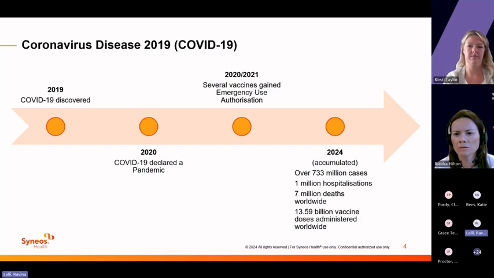Emergency use authorization implies that approval for new drugs and vaccines still under development were issued in a public health emergency. Since the COVID-19 pandemic started, over 773 million cases, 1 million hospitalizations, and 7 million deaths have been reported globally to date, with 13.59 billion vaccine doses administered.